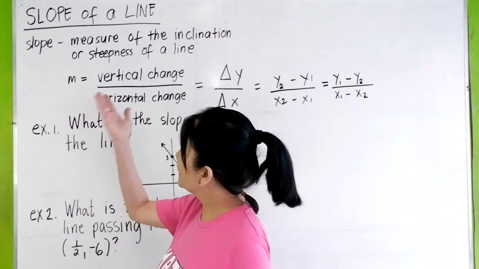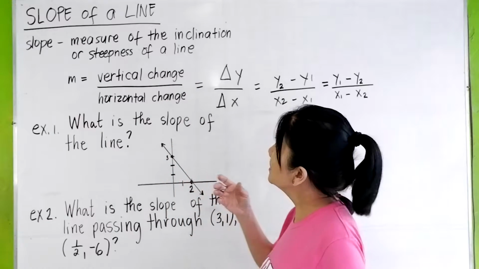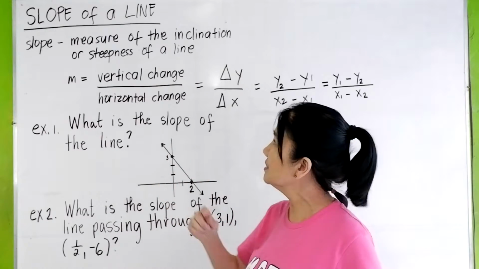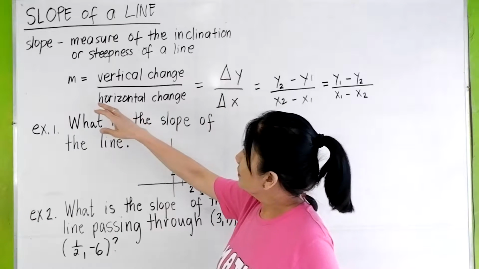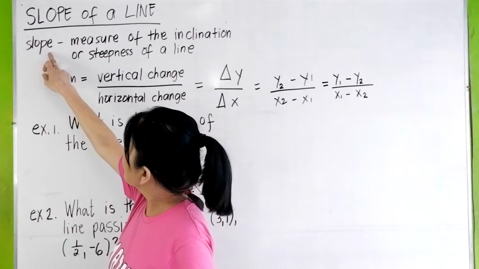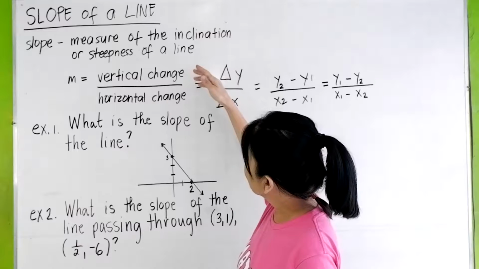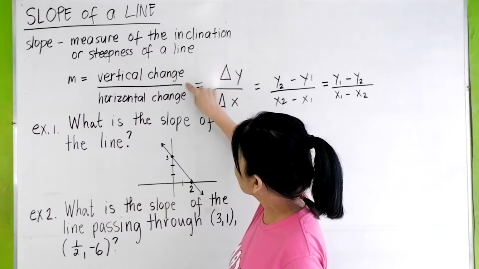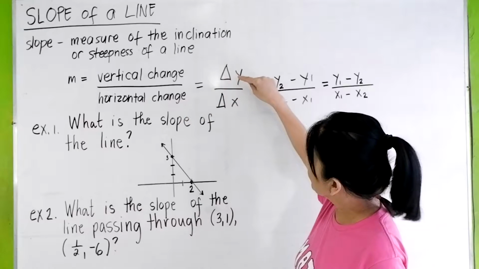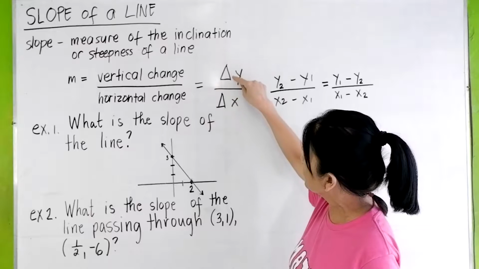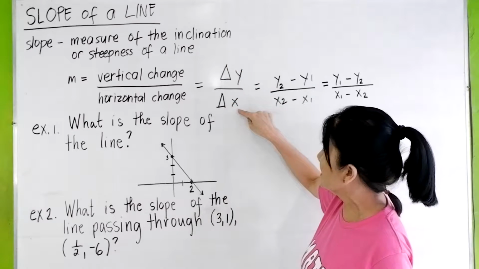Our lesson for today is slope of a line. By definition, a slope is just the measure of the inclination or the steepness of a line. We normally denote a slope by M, which is the vertical change, vertical so up and down, over the horizontal change. We normally use this in mathematics to denote change. So this is change in y over change in x.